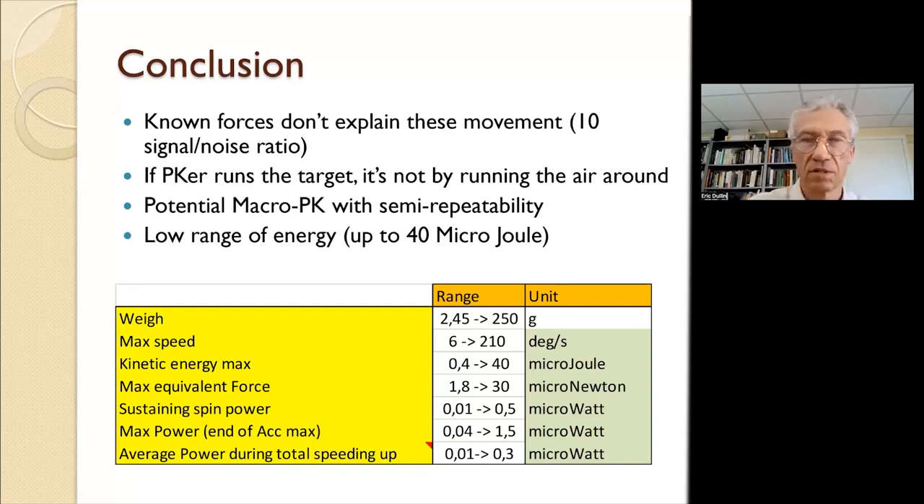So that's also interesting. We have a potential macro PK with semi-repeatability, because we have many experiments and we are able to repeat it. But it's in a very low range of energy. We have to say that, because if you look at the energy in place, it is around the micronewton, the microjoule, and the microwatt.